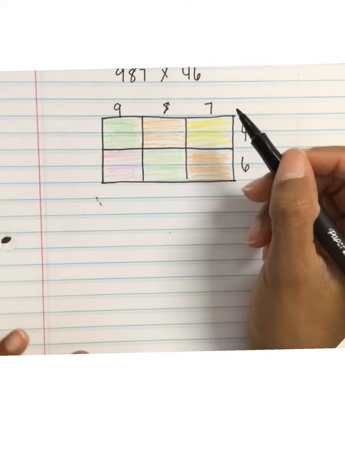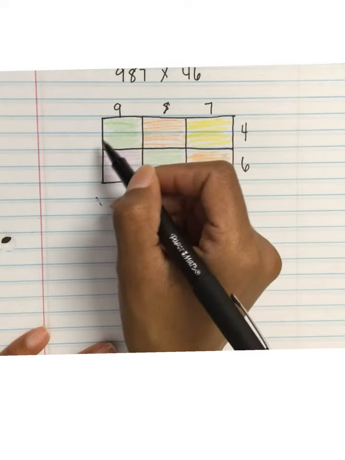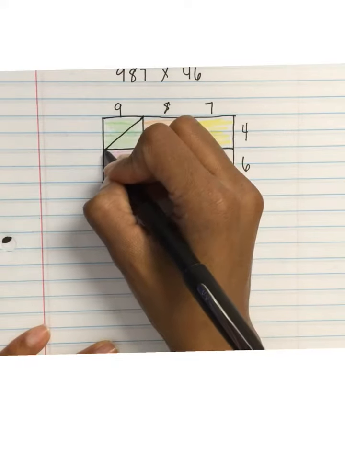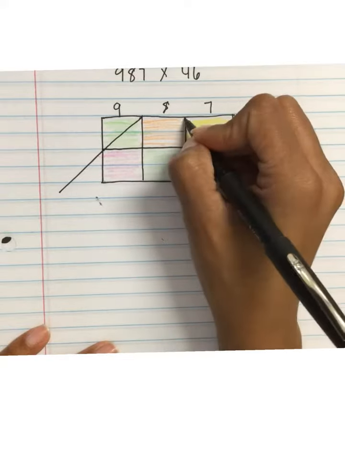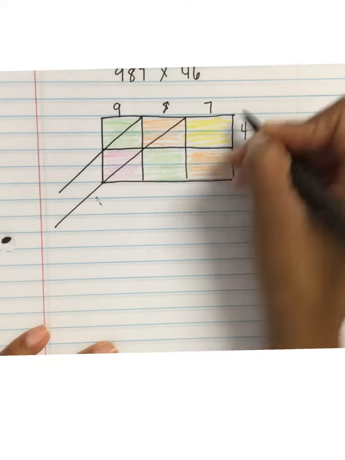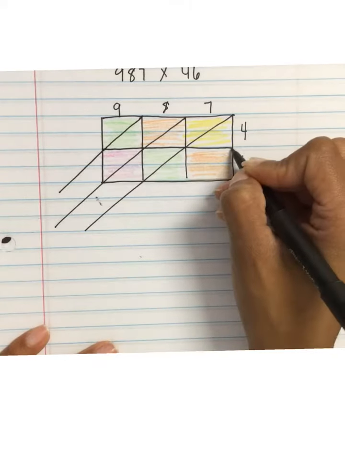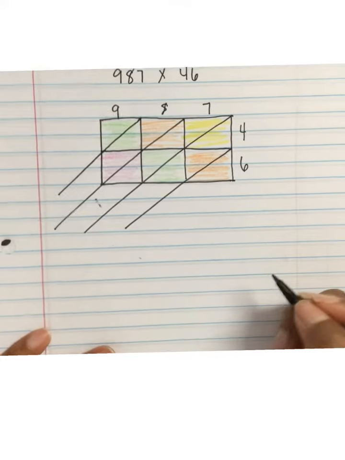But before we can multiply anything, we have to draw lines at a diagonal connecting the corners. So we have corner, corner here, and we're going to extend it a little bit. Corner, corner, corner, we're going to connect those. And we're going to continue that all the way across. Now we're ready to multiply.